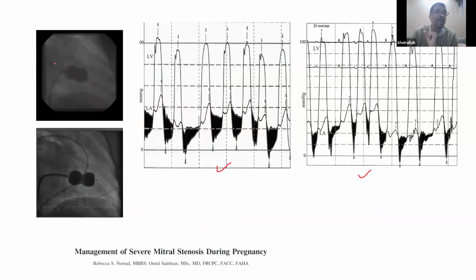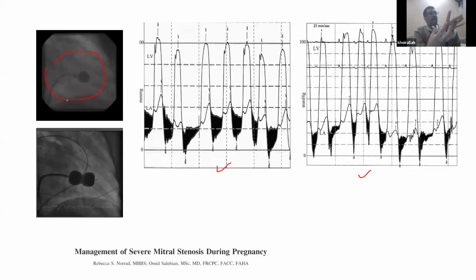So what they do is, look at it here in the video clip. So what happens is what? First they enter the balloon into the LV, and then they inflate the LV balloon and drag it backward, so that the LV balloon is just below the mitral valve.